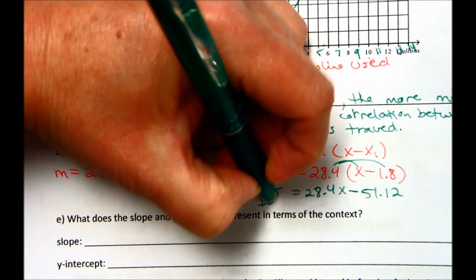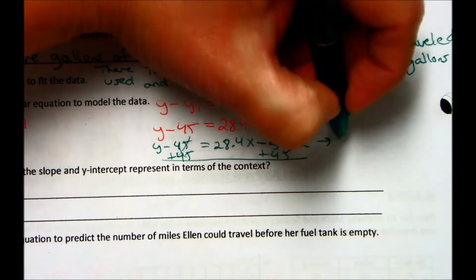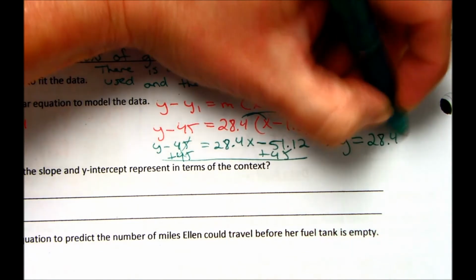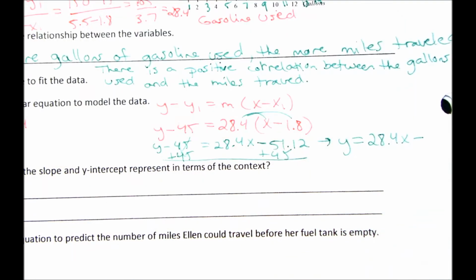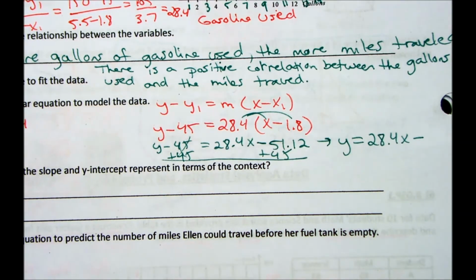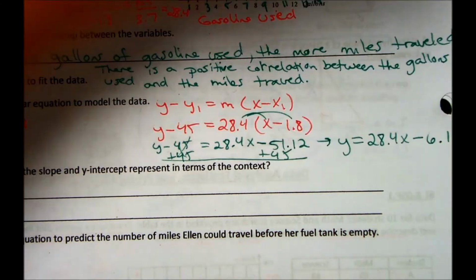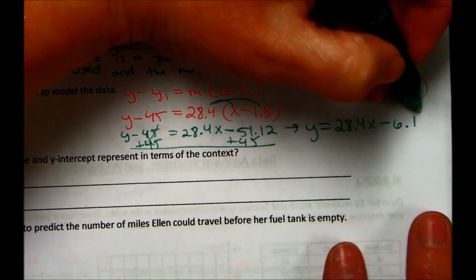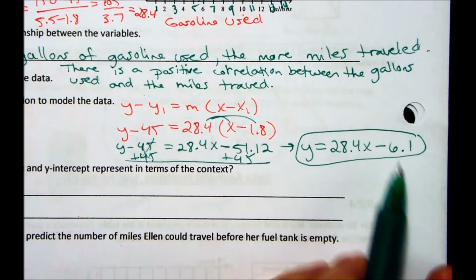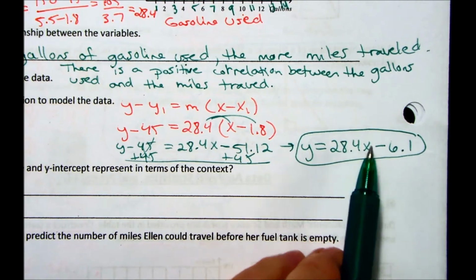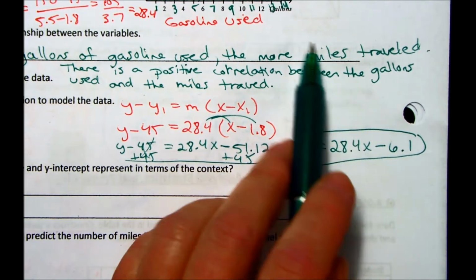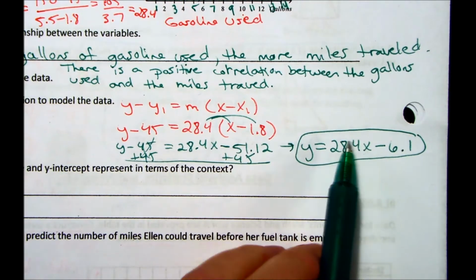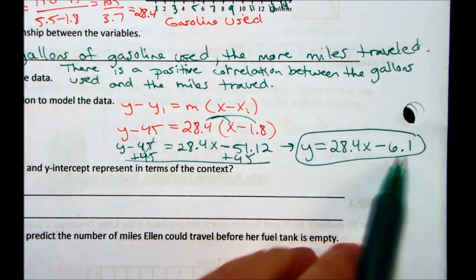And then I would add 45 to both sides of the equation, which would then give me y equals 28.4x minus 6.12, or 6.1. Now realistically, it's telling us that if we plugged in 0 for x, which is our gallons, then at 0 gallons we would go negative 6.1 miles, which probably is not very realistic.